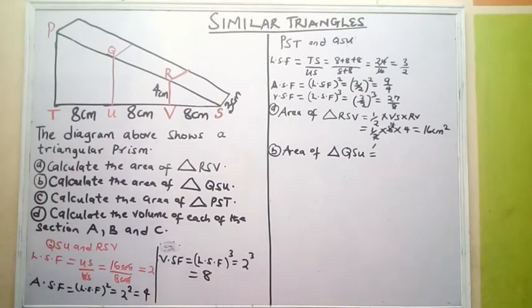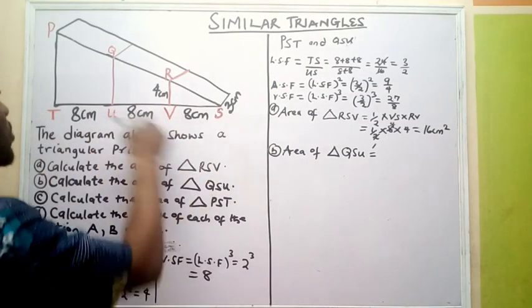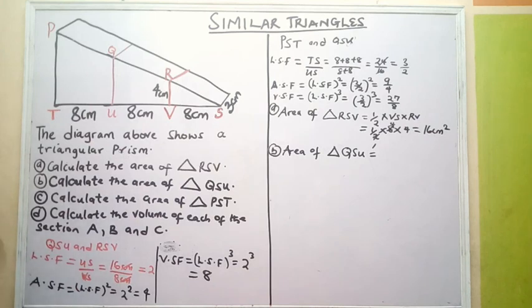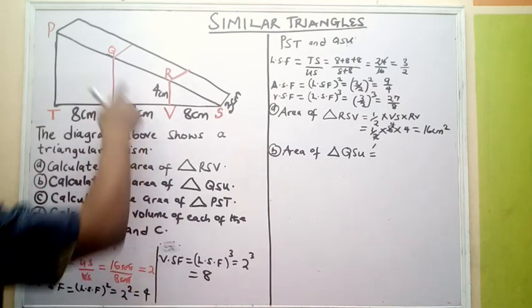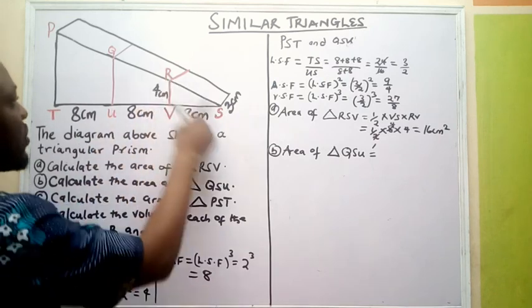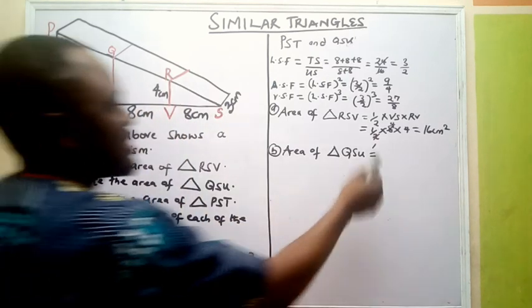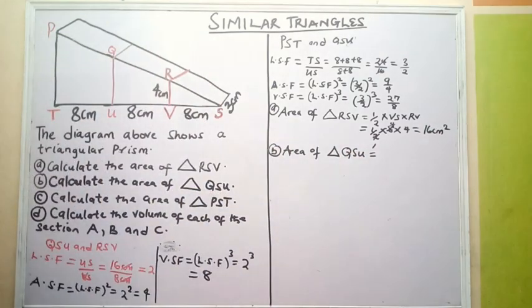So it's still, if I look at QSU, this is the base, but I don't know the height. So I don't need to bother myself about knowing the height, because QSU is an enlargement of RSV. So all I need to do is compare, since I know the area of the smaller shape, which is RSV, so I'm moving from the smaller to the bigger.